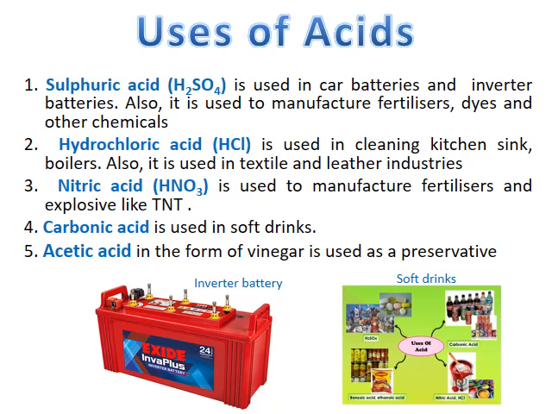Number 2, hydrochloric acid. It is used in cleaning kitchen sinks as well as boilers. Also, it is used in textile and leather industries. It is useful in cleaning the surface of iron before galvanization.